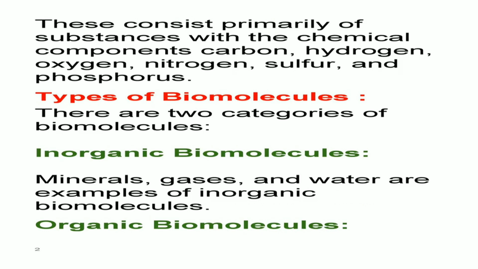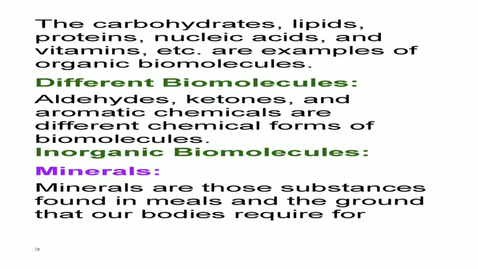These consist primarily of substances with the chemical components carbon, hydrogen, oxygen, nitrogen, sulfur, and phosphorus. Types of biomolecules. There are two categories of biomolecules. Inorganic biomolecules. Minerals, gases, and water are examples of inorganic biomolecules. Organic biomolecules. The carbohydrates, lipids, proteins, nucleic acids, and vitamins, etc. are examples of organic biomolecules. Different biomolecules. Aldehydes, ketones, and aromatic chemicals are different chemical forms of biomolecules.